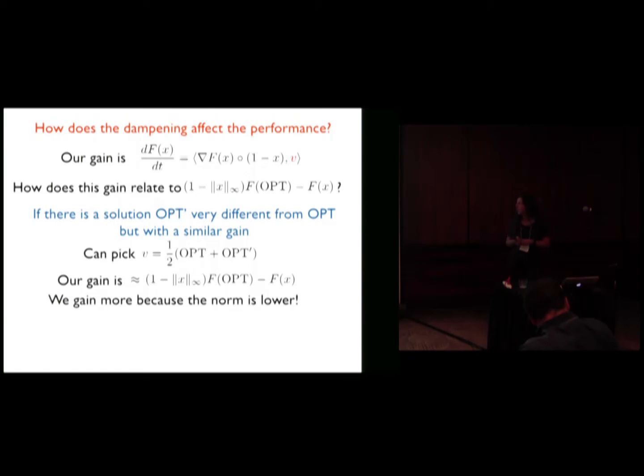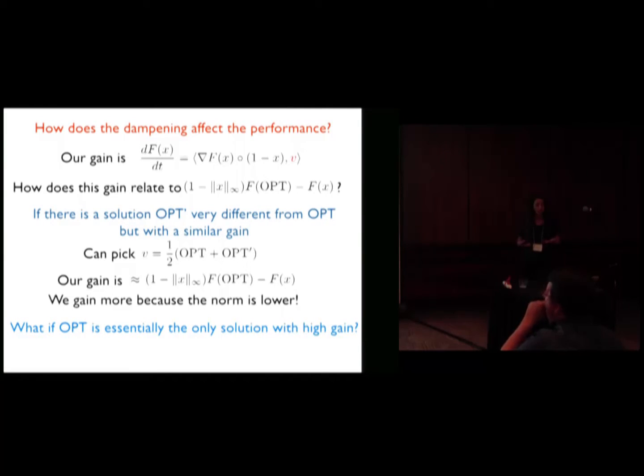So we don't lose anything, and we gain over what we had before without the dampening because our norm is lower now. So we've achieved the goal of lowering our norm without actually hurting performance. As long as this optimistic scenario is true, we're in good business. But of course, there's no reason to expect that this will be true. It could very well be the case that opt is essentially the only solution that has good gain.